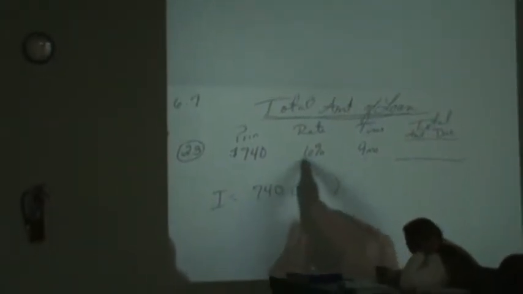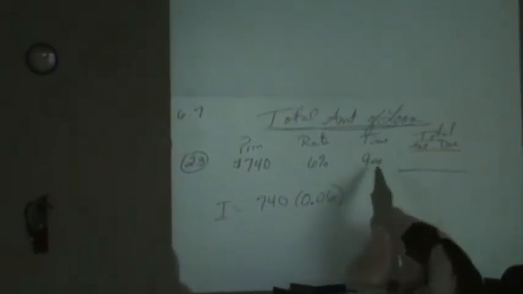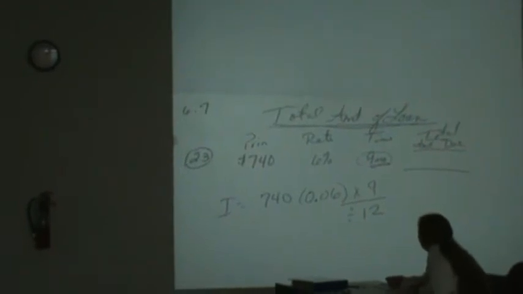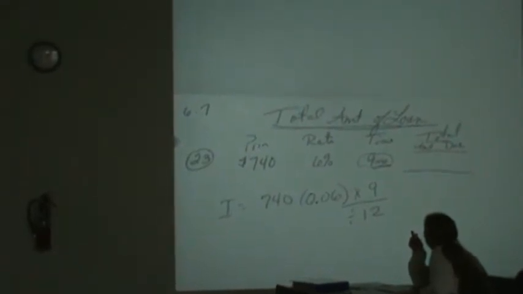Okay, here's one using simple interest. If you have to find the total amount of a loan using simple interest, we're going to do principal, rate as a decimal, which is 0.06, right? And then months, so times 9 and then divide by 12. Okay, let's go ahead and get that number. Somebody multiply that out and give us what the interest is here.